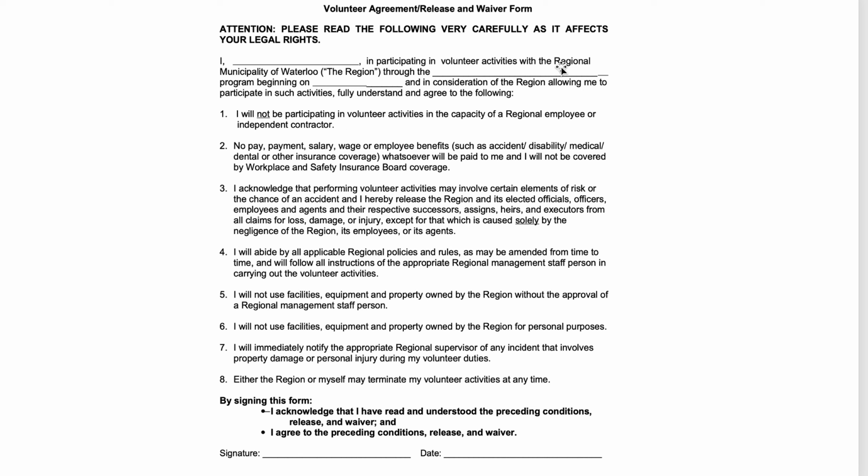So it would be, instead of the Regional Municipality of Waterloo, you would insert your organization's name, and wherever you see the word region, regional, that is where you change it to your organization's name. You don't want to go changing this around.